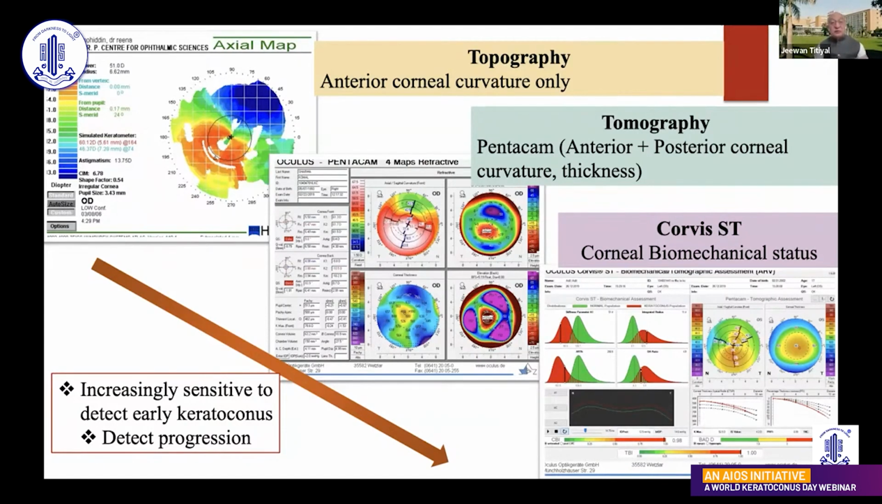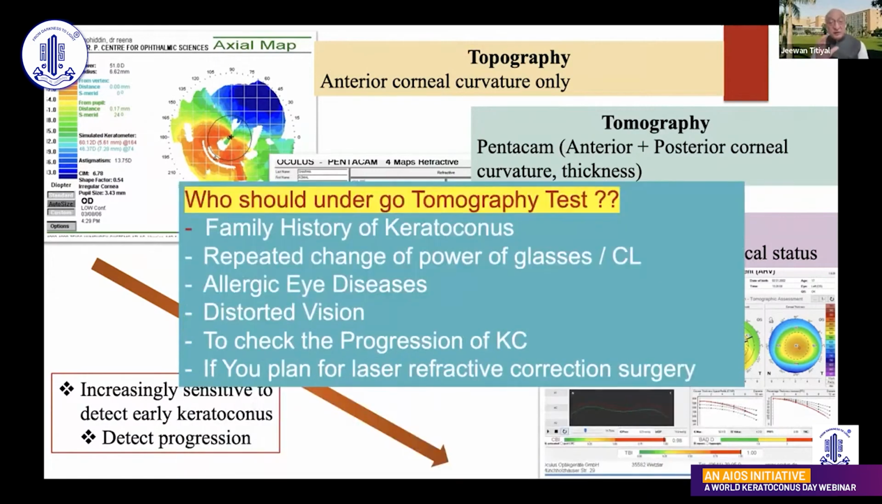If you look at the sensitivity of these instruments, if you reach a device which can give you a tomography as well as the basic strength of the cornea, the disease pickup is faster, before you could actually see the physical changes happening in these cases. So this is very, very important for the public to understand. Not everybody would require a tomography test to be done.